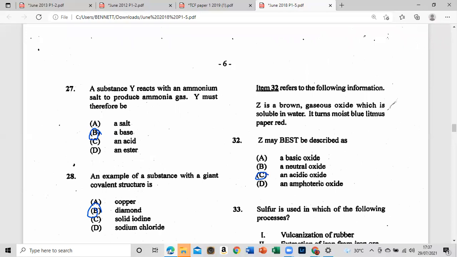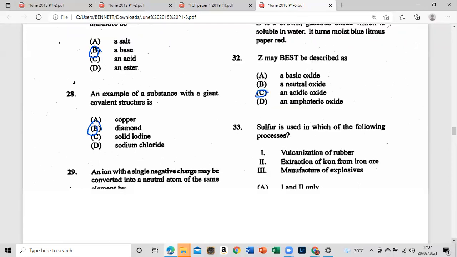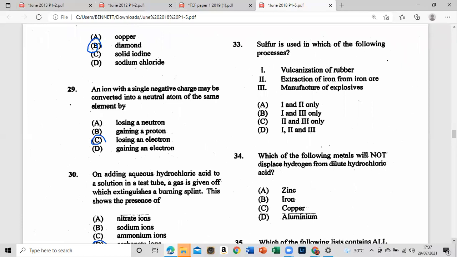All right. So many got you covered. Sulfur is used in which of the following processes? 1, vulcanizing of rubber. 2, extraction of iron from iron ore. 3, manufacture of explosives. And 33 is B.